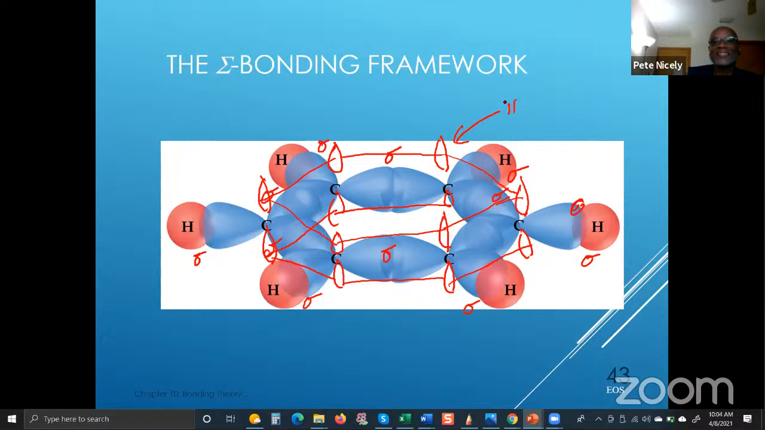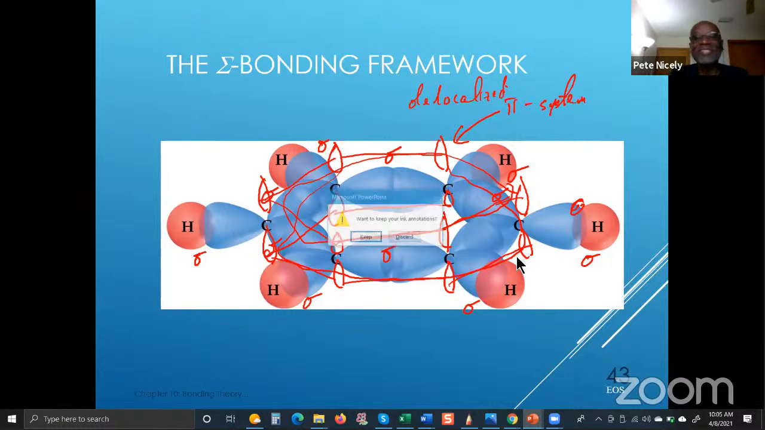And as a result of the sideways overlap of the p orbitals here, we have what we call a pi system, a delocalized pi system. The reason why we use this term delocalized is because the electrons within this pi system do not belong to any particular carbon atom. Basically, it forms a ring above and below the sigma framework established already by the sigma bonds between the carbon atoms.